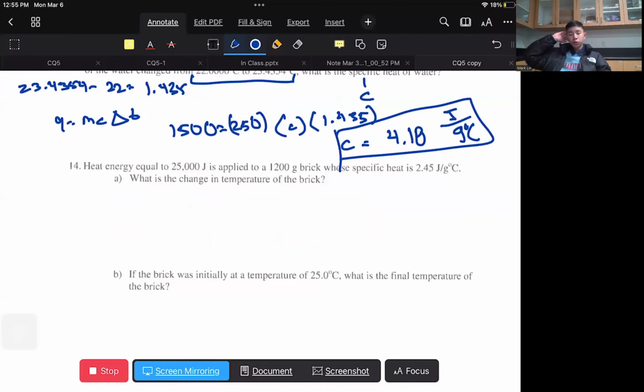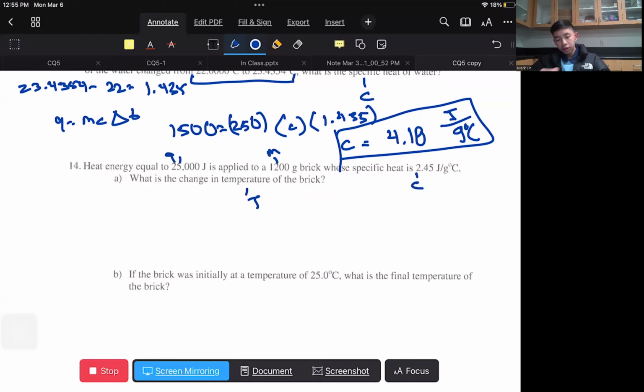25,000 joules is applied to a 120 gram piece of brick. The specific heat is 2.45 joules over grams degrees Celsius. What is the temperature change of the brick? All right, so we need to find T. We have our Q, we have our M, and we have our C.